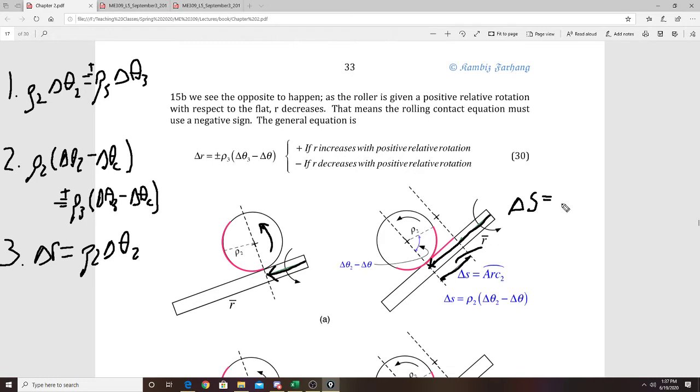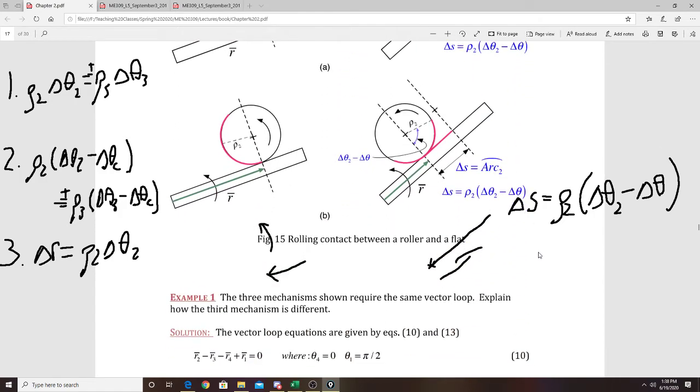But delta S is equal to rho 2 times delta theta 2, which is nothing new, right? This is the exact same thing we had before. Only we had to add something else too. We had to add this delta theta. And I believe, which I will make sure in a second, that delta theta is the angle change of this flat, or this surface.